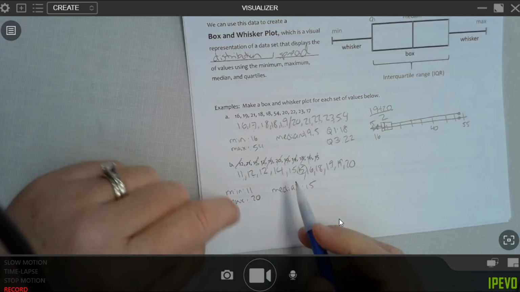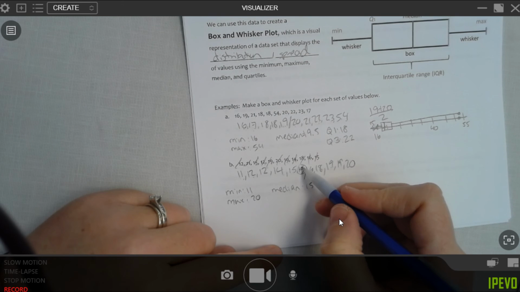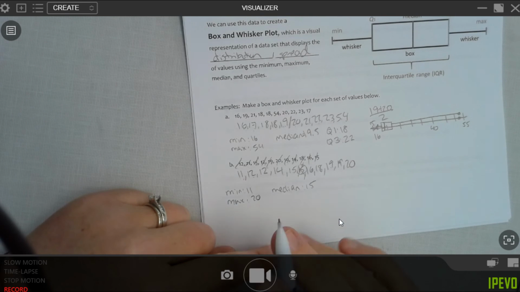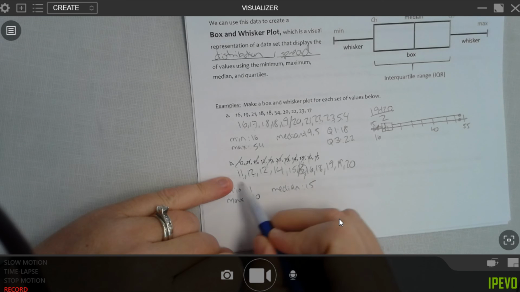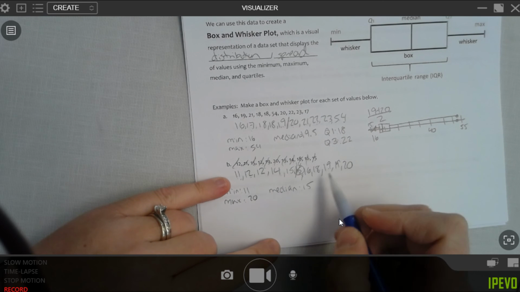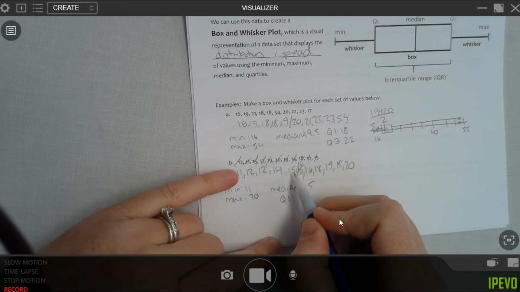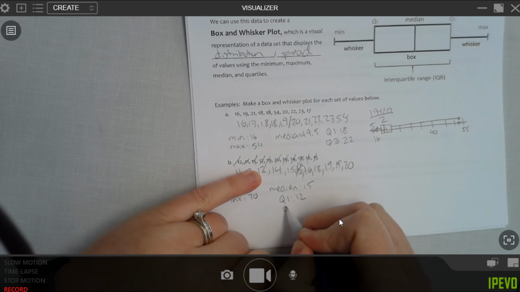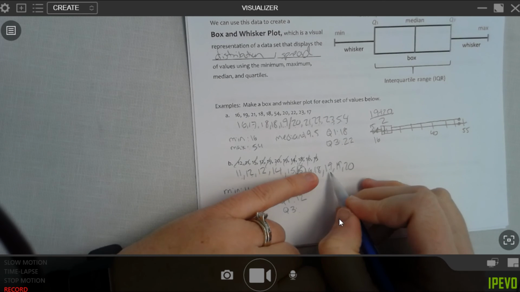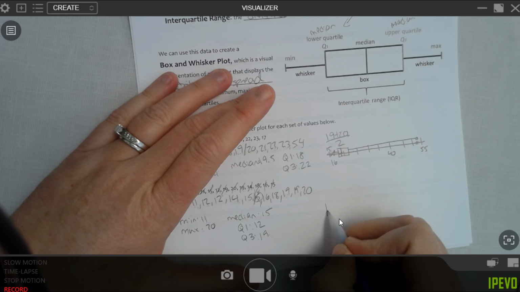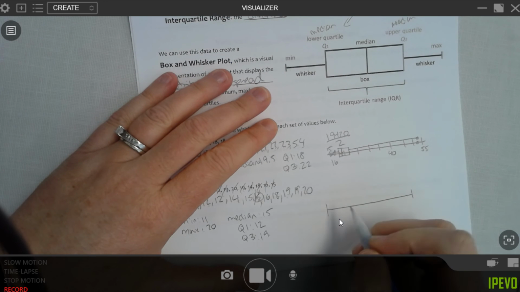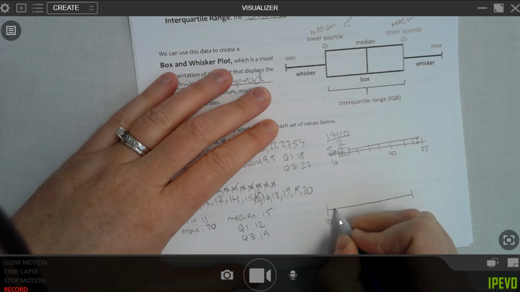So now this is an odd set. So what you do on odd sets is you throw out the middle number. You don't include it in either set. So now we find the middle of the bottom half, and we're going to find the middle of the top half. So Q1 would be 12, and Q3 is 19. And then you would just draw your nice little number line here.